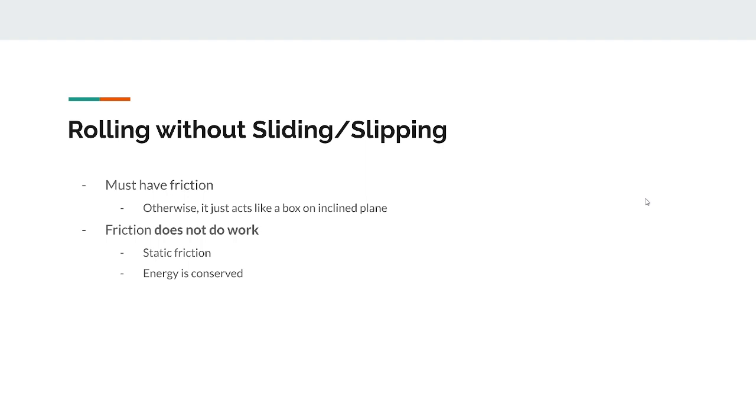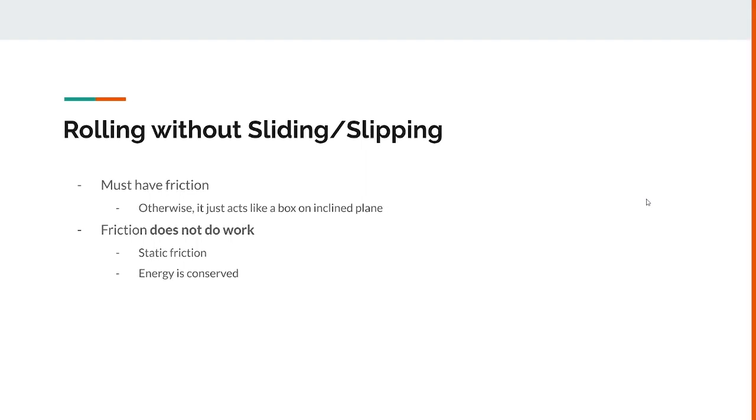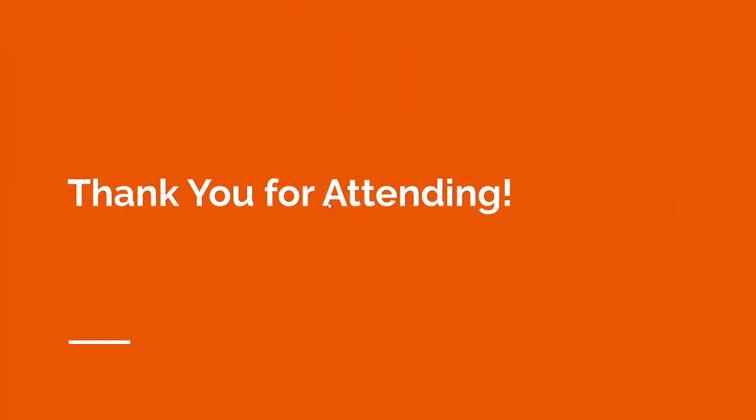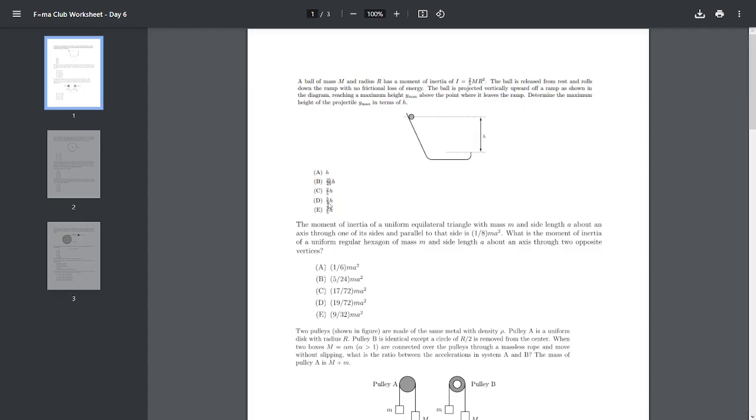However, friction does not do work because this is not kinetic friction, but instead static friction. Remember that energy is going to be conserved even when rolling without sliding or slipping. All right. Now let's move on to our work.